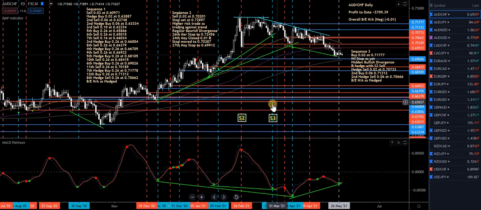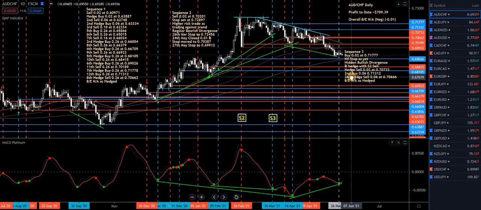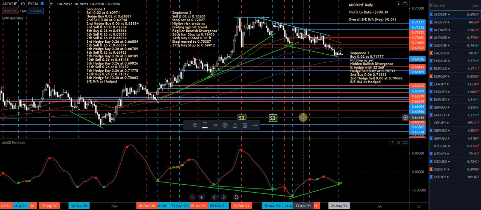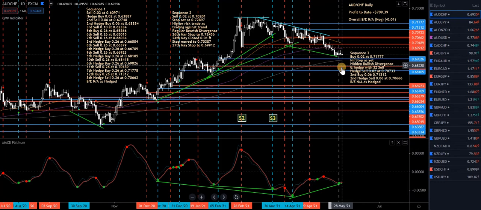Sequence 3 was this buy here, which is based on hidden bullish divergence, the green lines. You can read the notes there. I know it's a bit hard to see, but it's about as good as it gets. You can see I don't use a stop. I will hedge with the hidden bullish divergence, and I've had a hedge sell, then a second buy, and a second hedge sell. So I'm currently hedged at the moment. This grey vertical line means I'm looking for a potential buy on the MACD platinum, which is indicated down here.